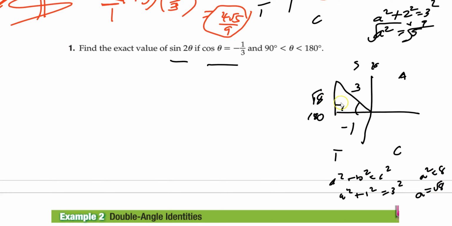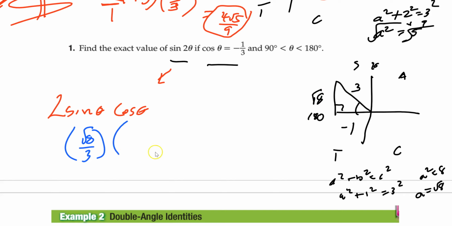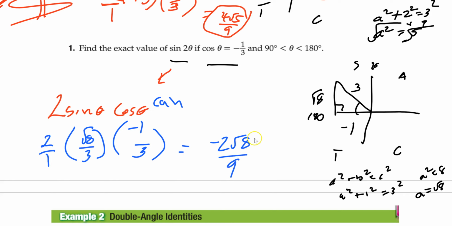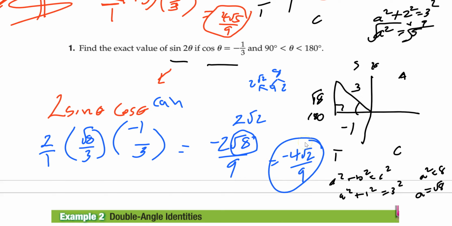Now if I want sine 2 theta, that's the formula, 2 sine theta cosine theta. Just follow the formula. And then we plug everything in. Sine is opposite over hypotenuse, right? SOHCAHTOA, SOH. Cosine, CAH, adjacent over hypotenuse. And then this is 2 over 1. Multiply everything together, you get -2 rad 8 over 9. And actually, now I'm going to reduce that. That is 2 rad 2, right? 8 is 4 times 2. Radical 4 is 2. So 2 rad 2. And I get -4 rad 2 over 9. So that's the process if I do double angle identities.